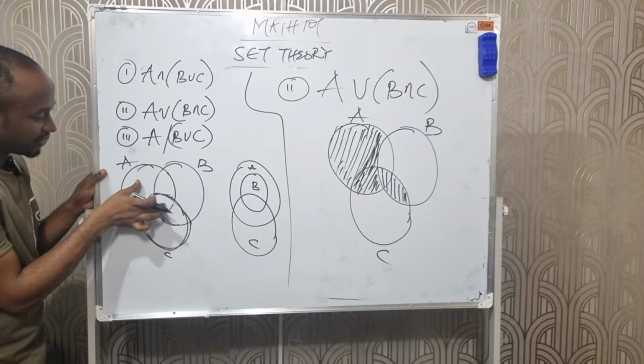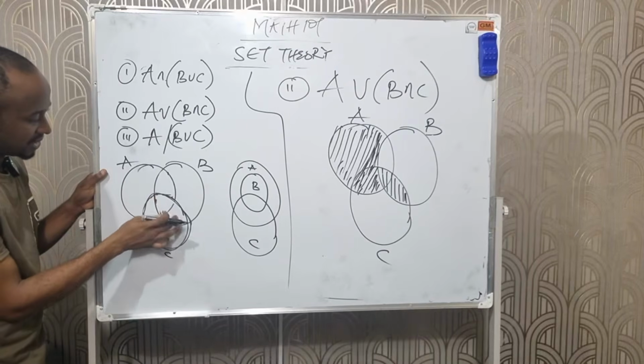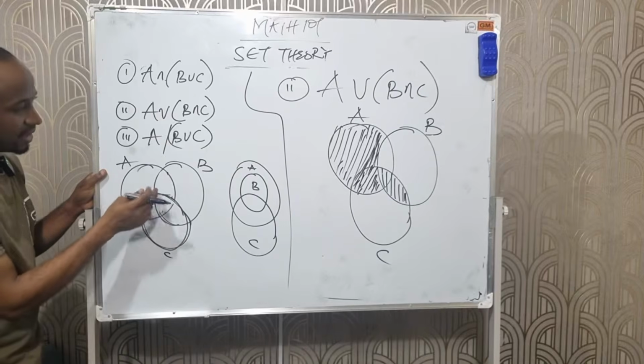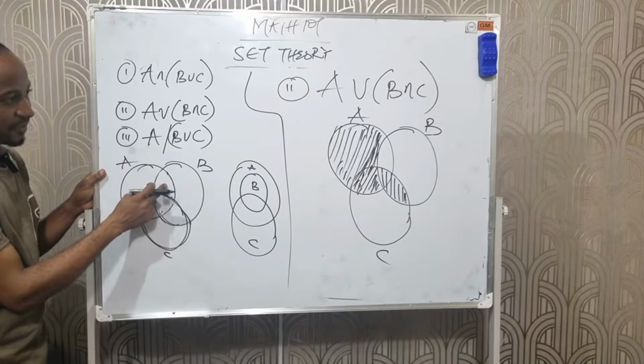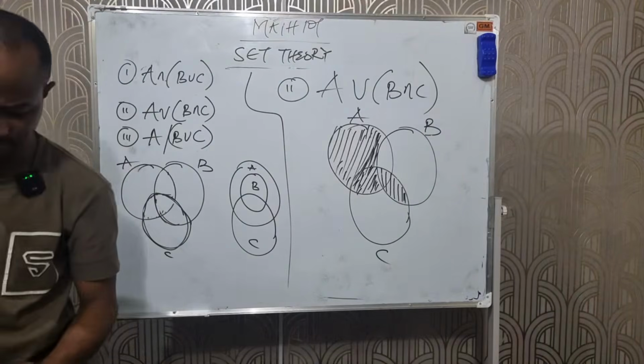Then shade every part of A. Every part of A. I will shade here, then shade every part of A, leaving behind this. So this is my result for this question.